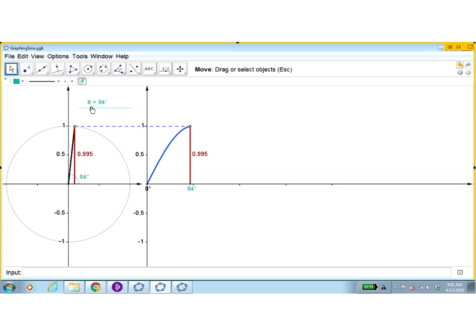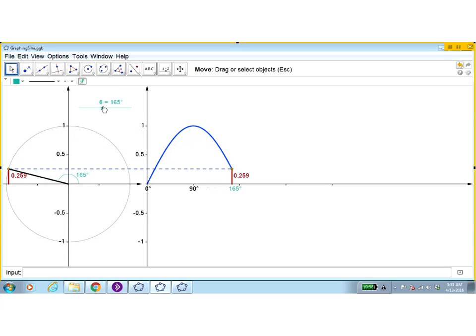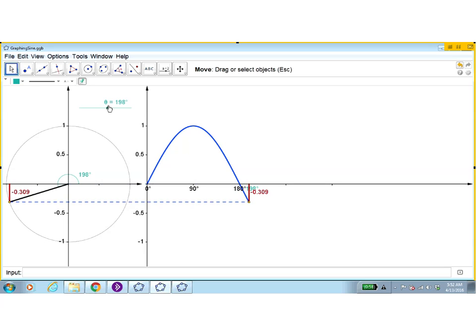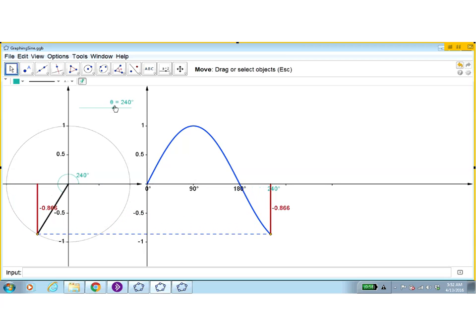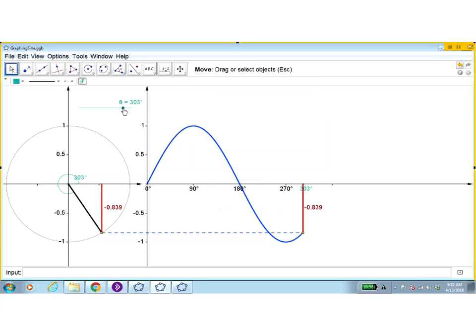So I'm going up, up, up. This is my largest y value, right, my highest number. And then I'm coming back, my point is coming back down. And it's going to continue to go down through 0 until it reaches its lowest point at 270 degrees. And then it comes back up to 0. If I were to continue this, this pattern would continue.